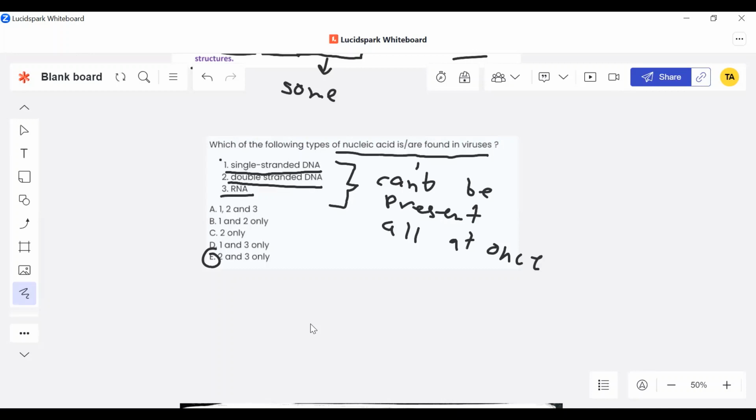Will they have single-stranded DNA? Yes, they will. Viruses have single-stranded DNA. Will viruses have double-stranded DNA? Yes, viruses do have double-stranded DNA. Do viruses have RNA? They will have RNA, but they won't have all of these 3 at once. So when you said E, 2 and 3, double-stranded DNA and RNA, that's wrong. The right answer is all of them. It's A. Is this clear?